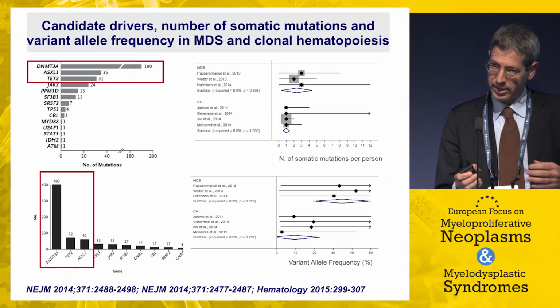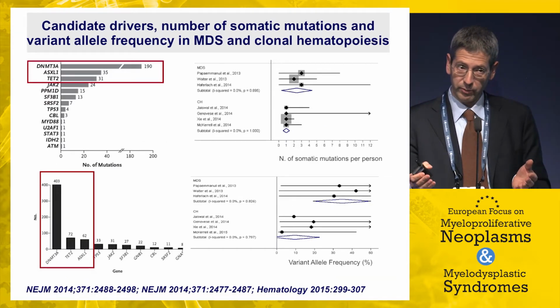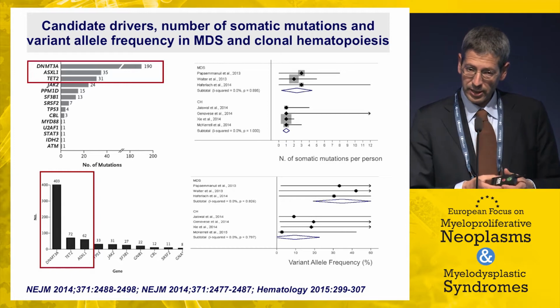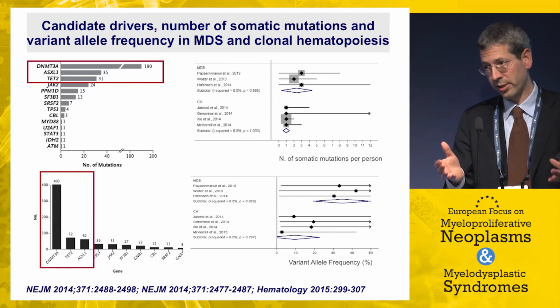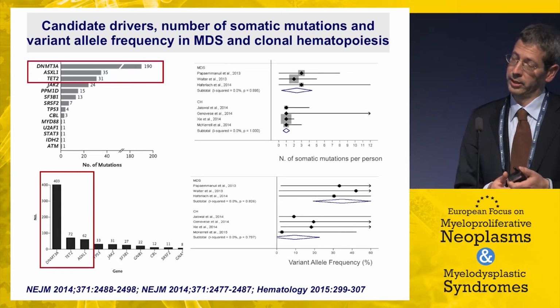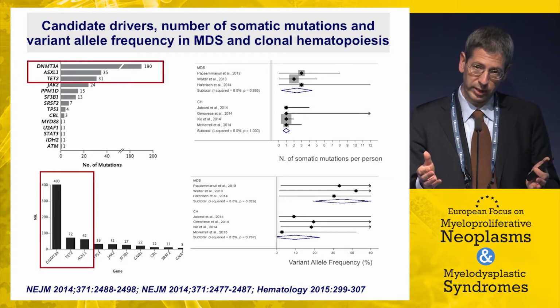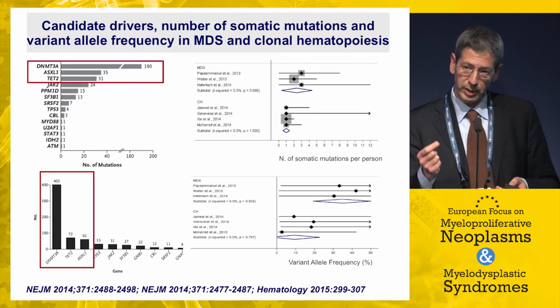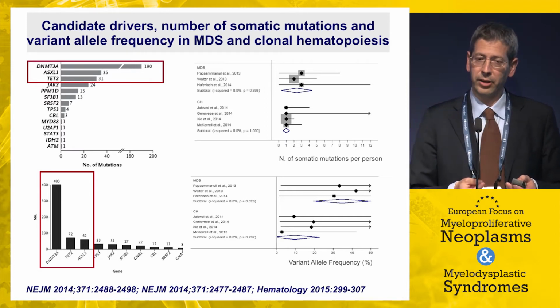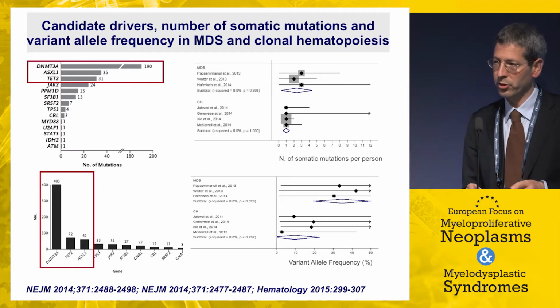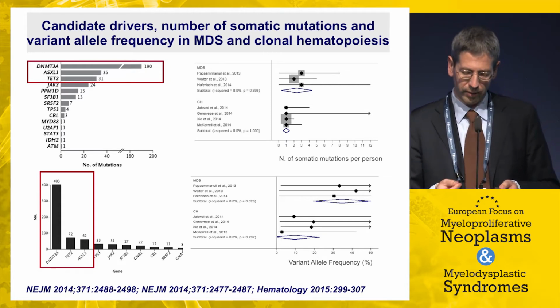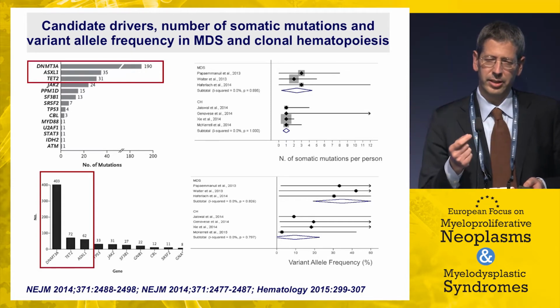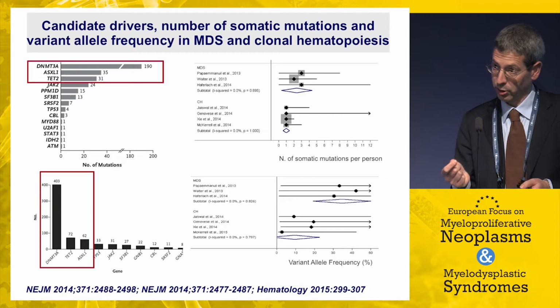And looking at the mutated genes that are involved in this process, as you can see, all these genes were previously described as recurrently mutated in myeloid neoplasms, but in particular, these hematopoietic clones are driven by mutations in 3 genes that are DNMT3A, ASXL1, and TET2.